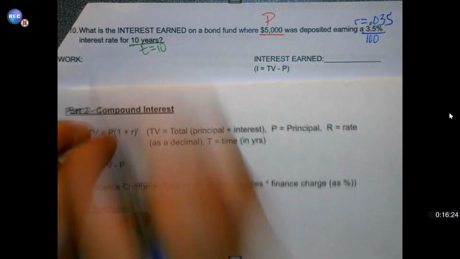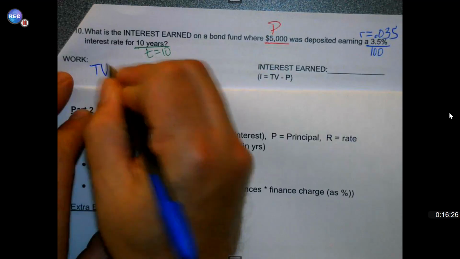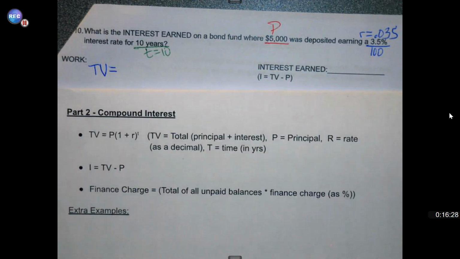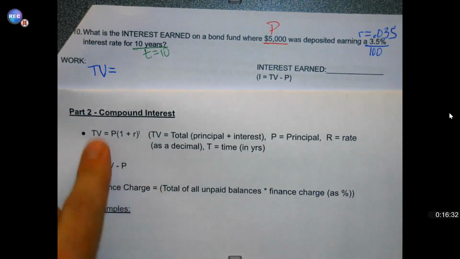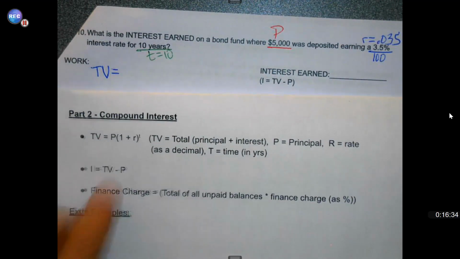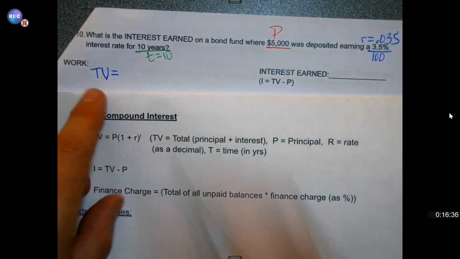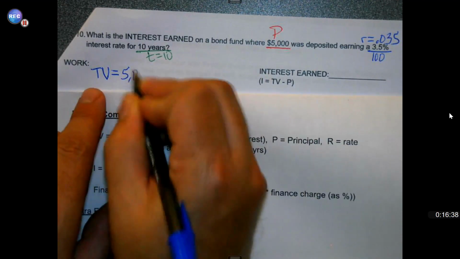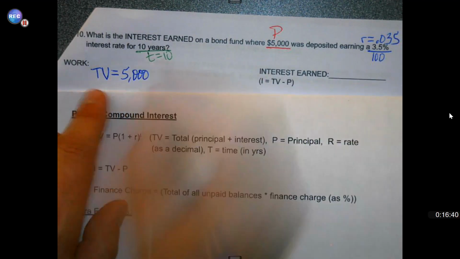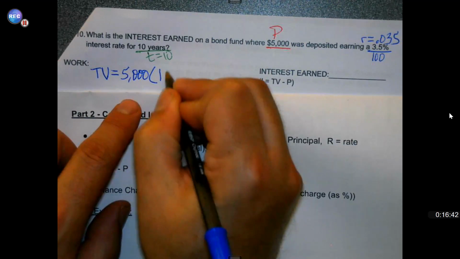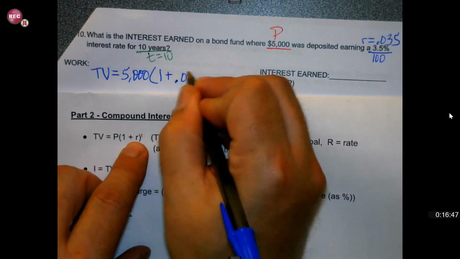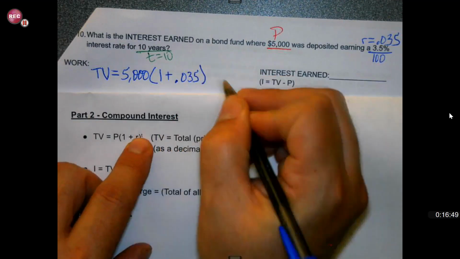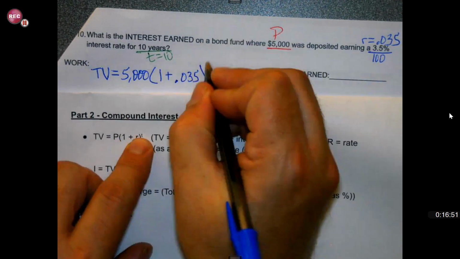So, I still am going to be finding my total value. You're like, but you want to find interest. Yes, but I've got to know the total value before I can. So I can't just skip to this because I don't know that yet. So 5,000, 1 plus 0.035, my rate, to the t power.